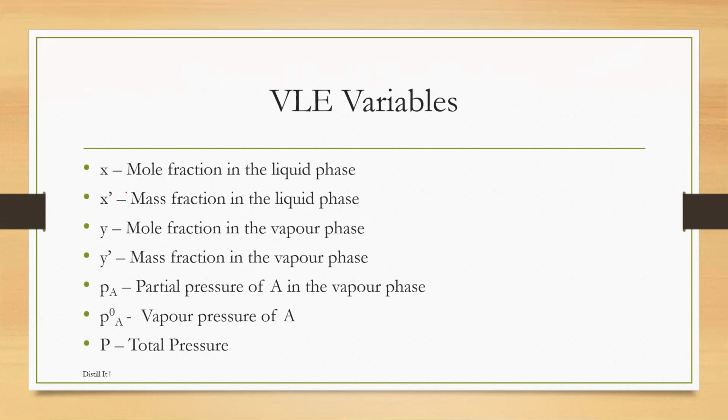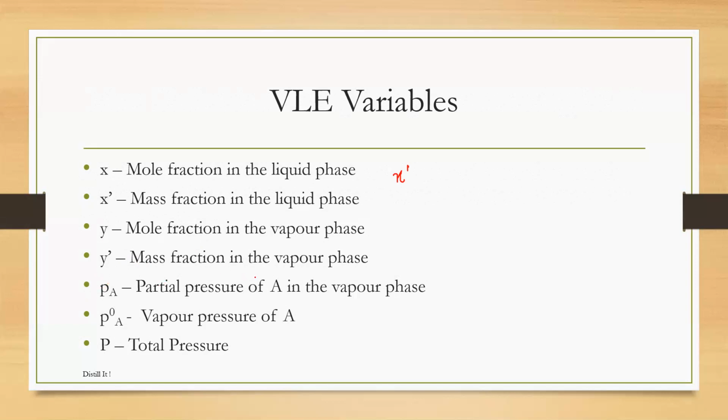X dash is mass fraction in the liquid phase. So whenever you see X, that means you have to go to the liquid phase. If it is X, then it is mole fraction. If it is X dash, then it is mass fraction. Similarly, Y is mole fraction in the vapor phase and Y dash is mass fraction in the vapor phase.